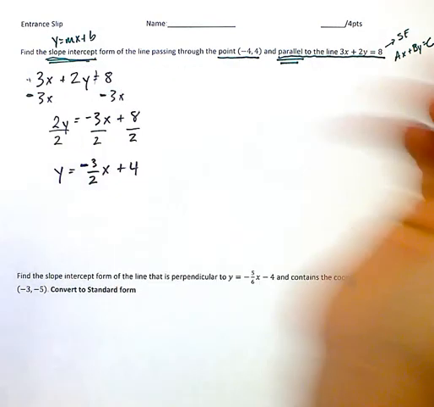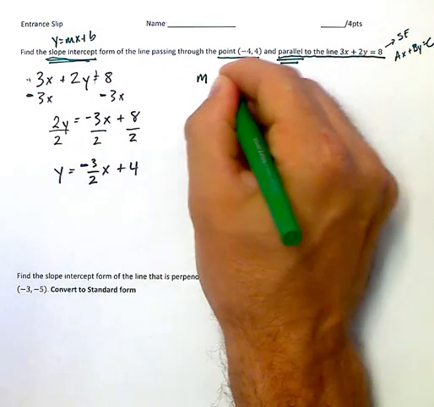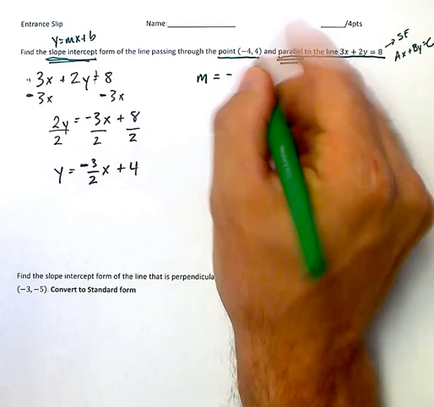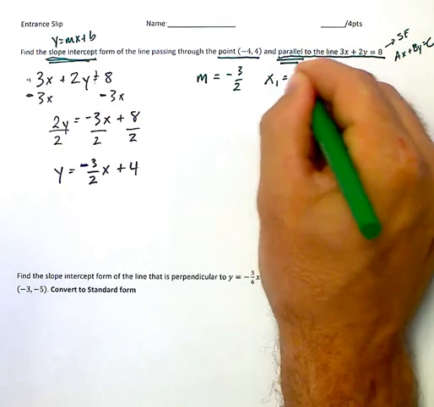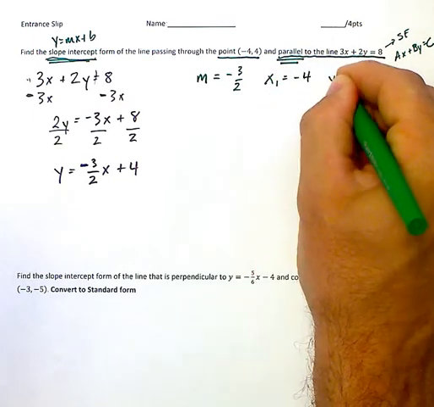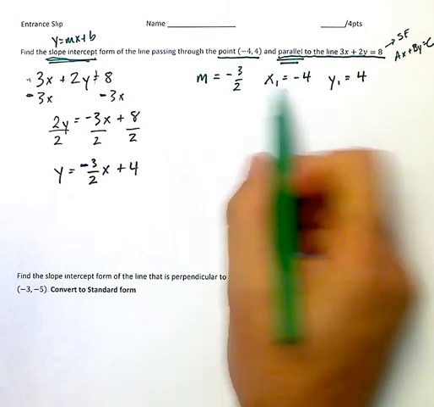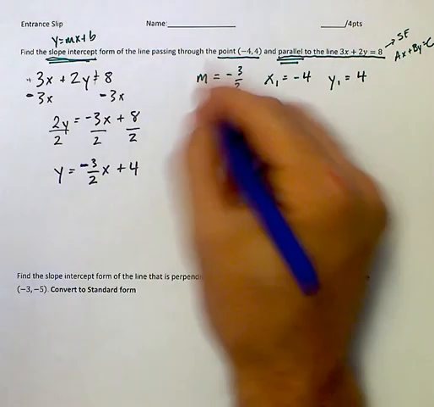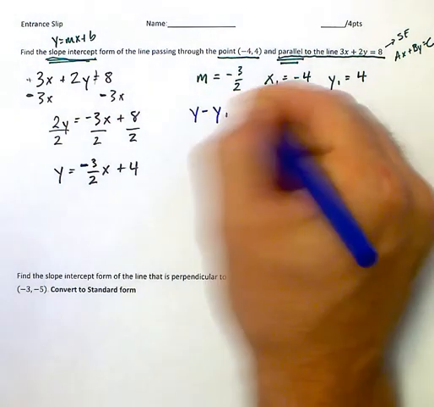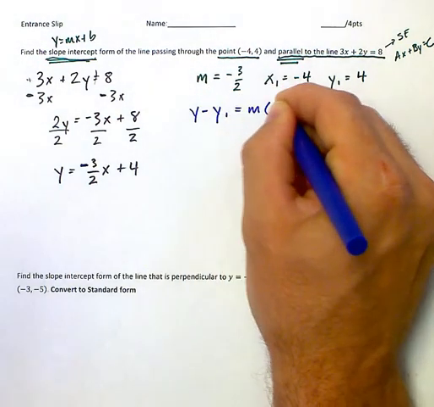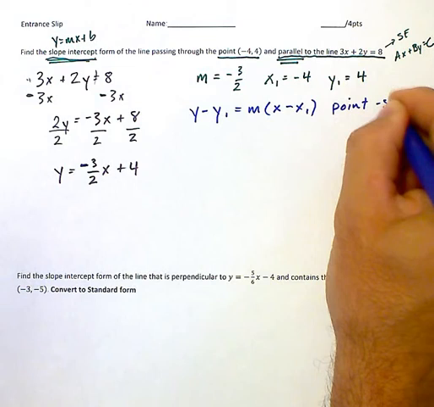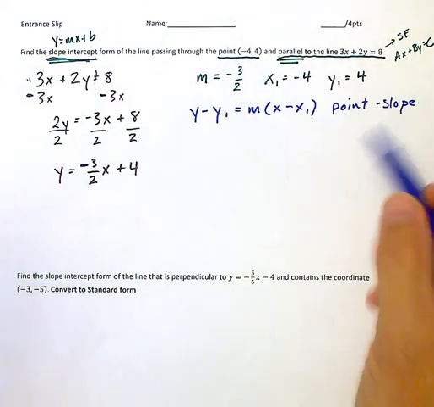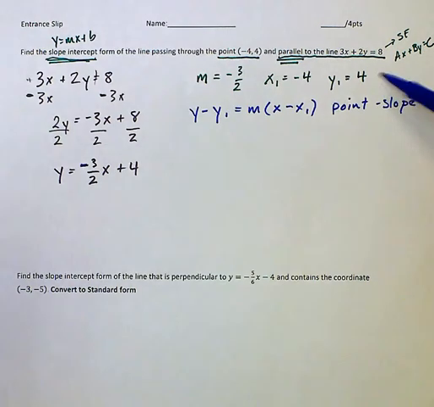Now, since it's parallel, we know that the slope is going to be the exact same. So we have an m, or slope, of negative 3 over 2. And then your x1 is negative 4, and then your y1, 4. And these are the three pieces you want to use when working with y minus y1 equals m times x minus x1, which is our point slope formula. Really, there is no way to solve, or there is, but basically, in most cases, 90% or better, you're going to be using this equation at some point.